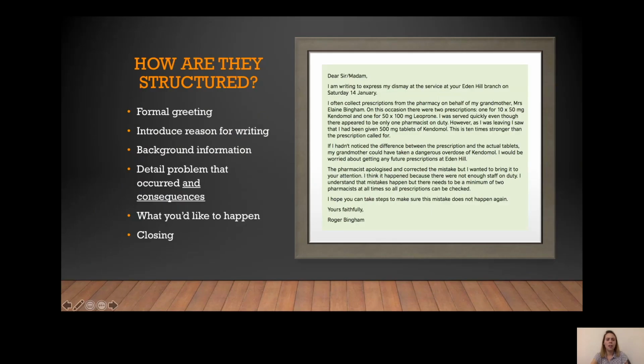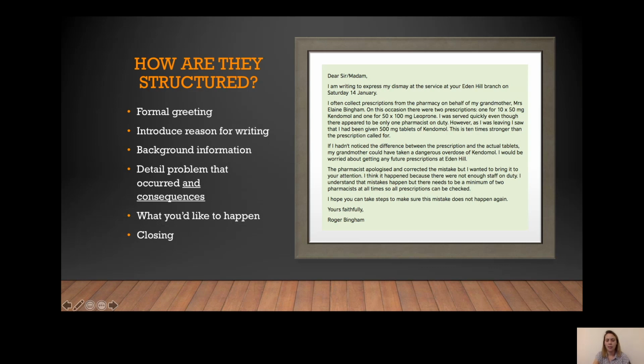And you'll see on the left-hand side, I have written the structure of the letter. So all complaint letters will begin with a formal greeting. In this case, the writer has written, "Dear Sir, Madam." We don't know the name of the person we're writing to, so it's more appropriate to write "Dear Sir, Madam," or "To whom it may concern." Then we'll include the reason for writing.